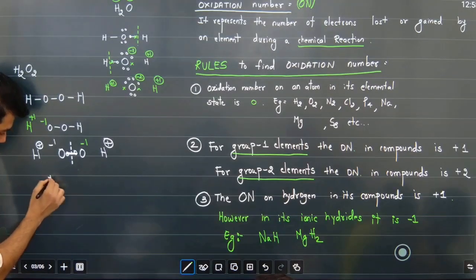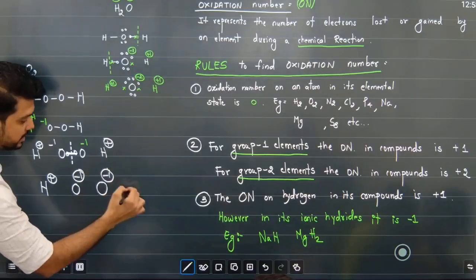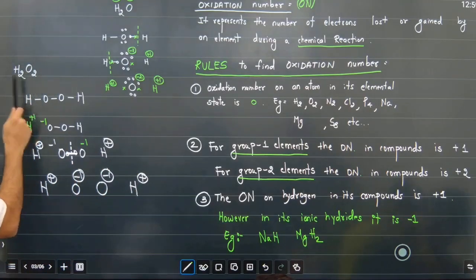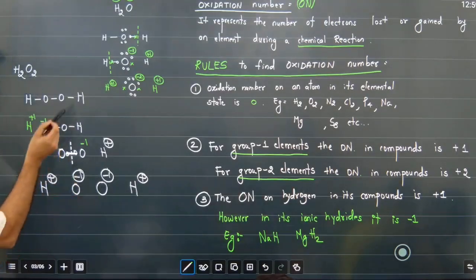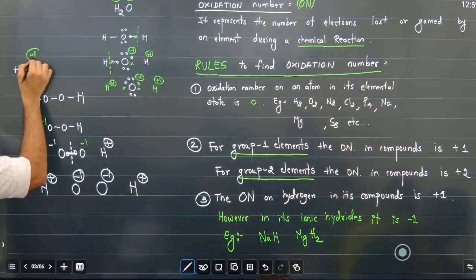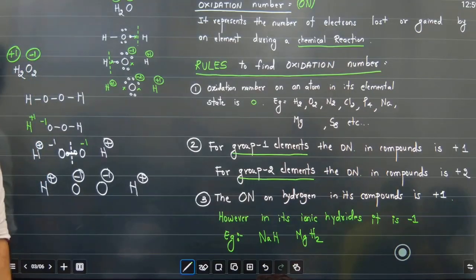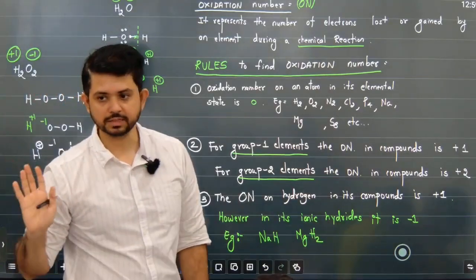H plus, O -1, O -1, and hence in peroxide, what is the charge developed on oxygen? And the charge developed on hydrogen? +1. This is oxidation number. Anyone who doesn't understand this?